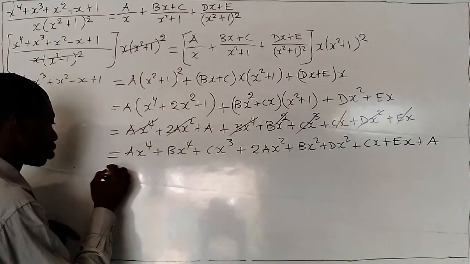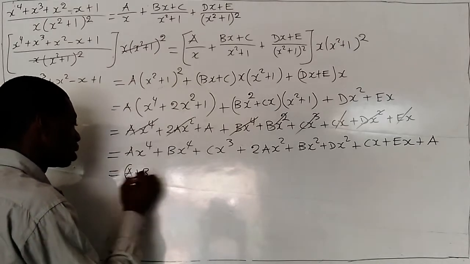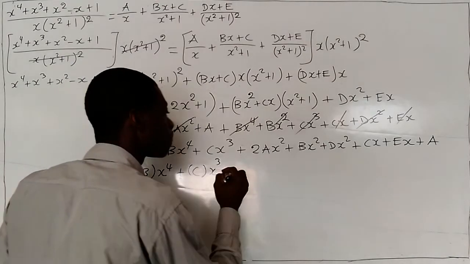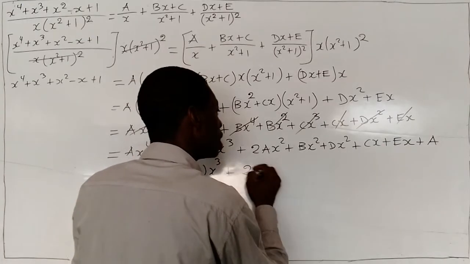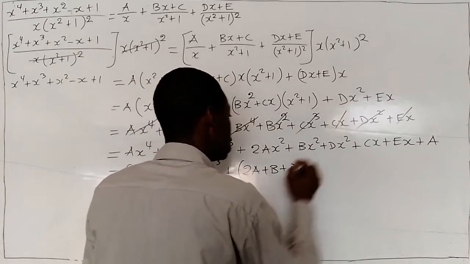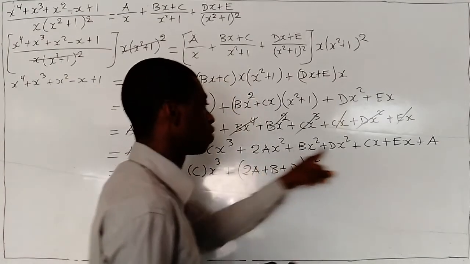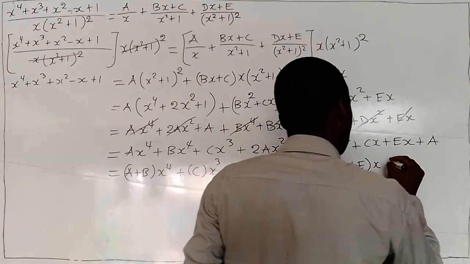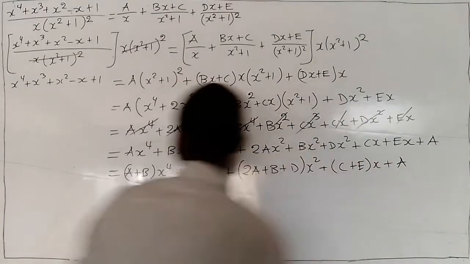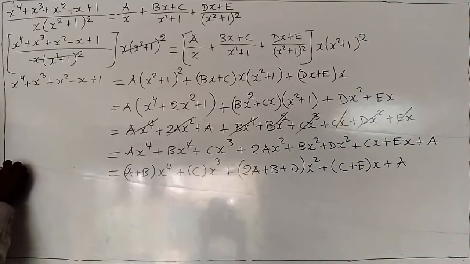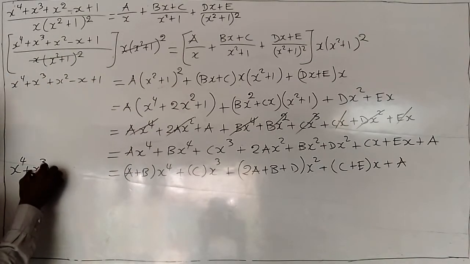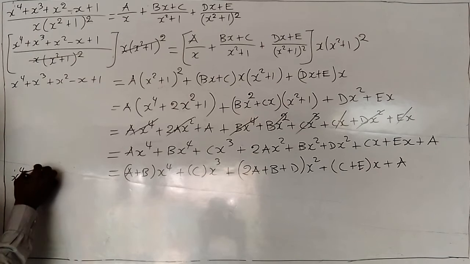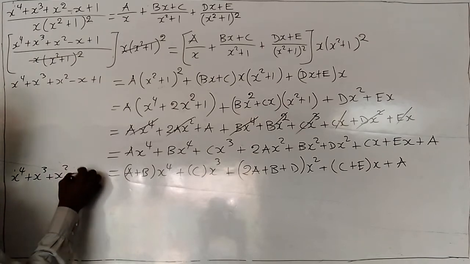Alright, so we factorize. That will be (a plus b) times x raised to the power 4 plus c times x raised to the power 3 plus (2a plus b plus b) times x raised to the power 2 plus (c plus e) times x, then plus a. And this is what is on the left hand side. We have x raised to the power 4 plus x raised to the power 3 plus x squared minus x plus 1.